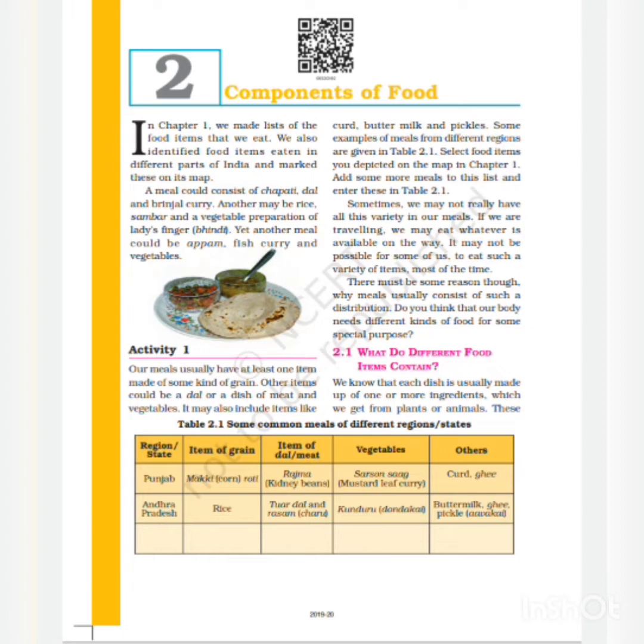Okay, components of food. In the last chapter we read that we eat a variety of food every day. Every meal has different food. Why? This is because we have to eat different food at different times, because every single food item doesn't contain every kind of nutrient.